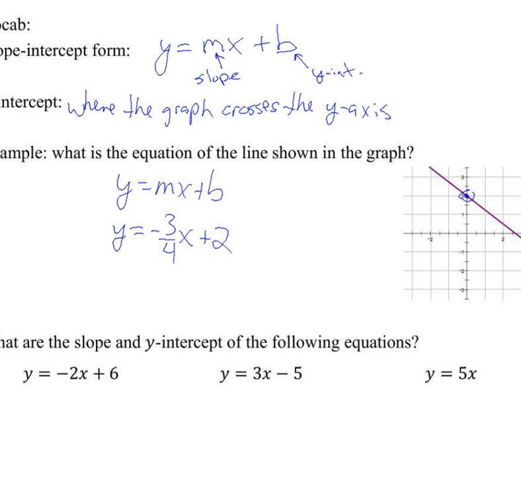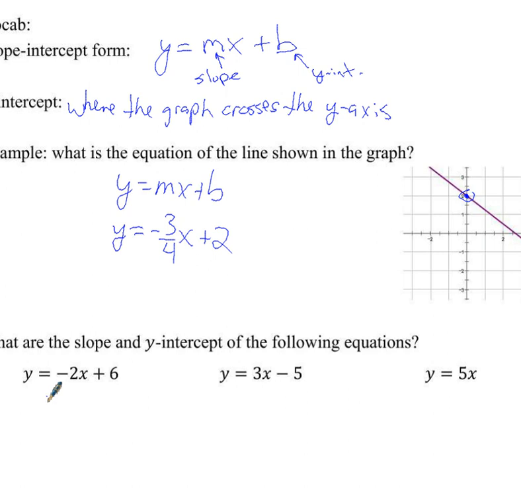Another way that I can ask you questions involving slope-intercept form is just to have you identify what the slope and y-intercept are for each equation. So all you got to do is know that y equals mx plus b means that m is the slope, it's the number that's attached to the x, and b is the y-intercept, it's the number that is just by itself. Okay? So in this equation, y equals negative 2x plus 6, what is the slope?